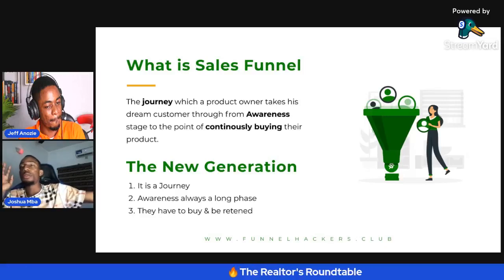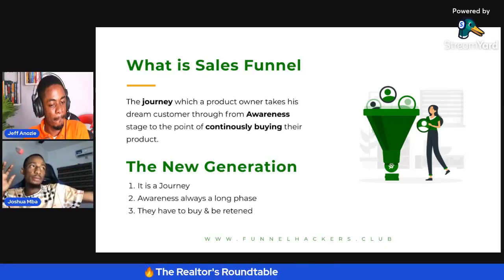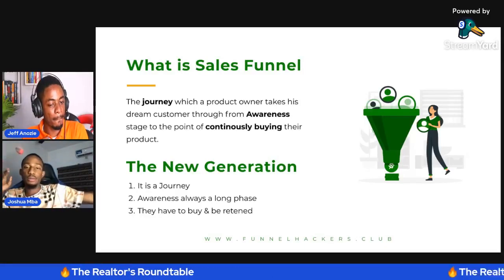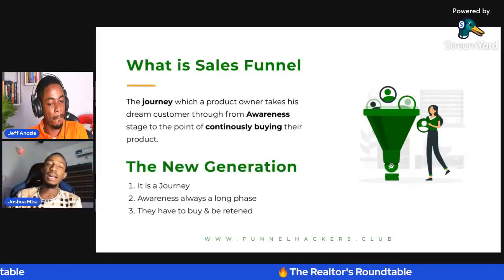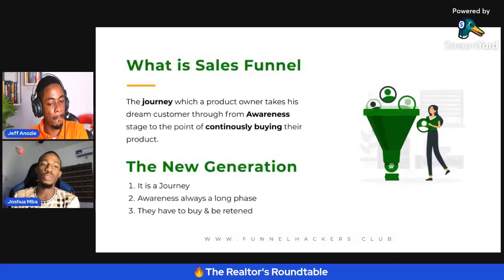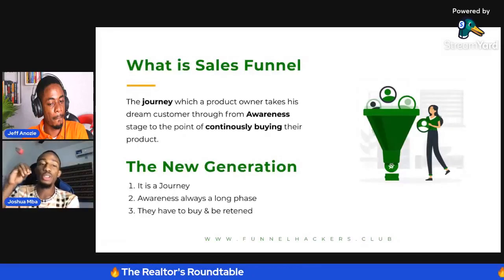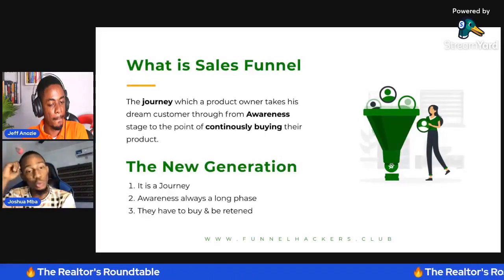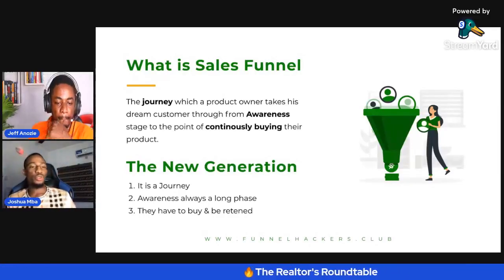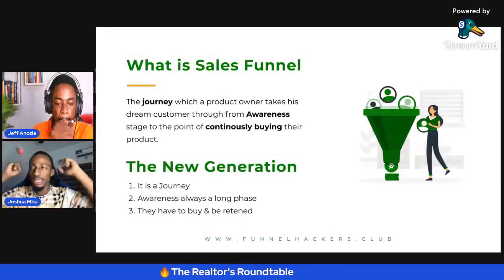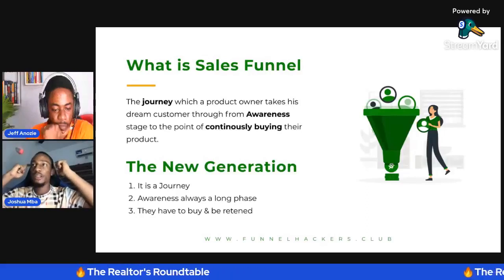So, of course, I'm going to tell you this: marketing is a journey, right? The same way you drive someone from point A to point B, that's what marketing is. And in the context of sales funnel, we want to drive someone from the point of getting aware, emphasis on awareness, of our product, to the point of buying our product. So first of all, in your mind, know that sales funnel is a journey.